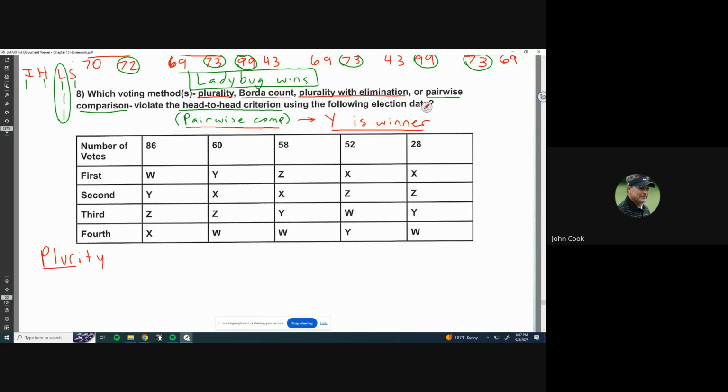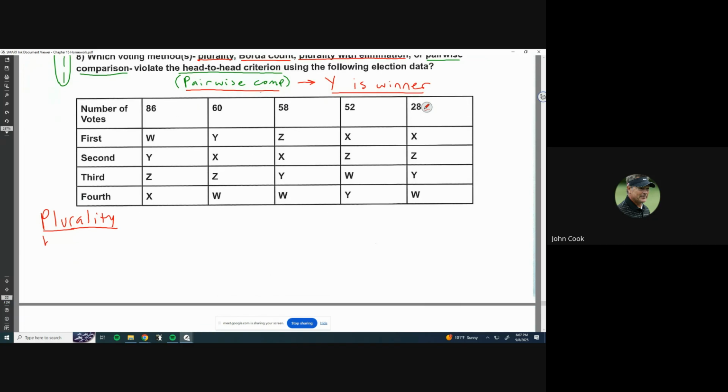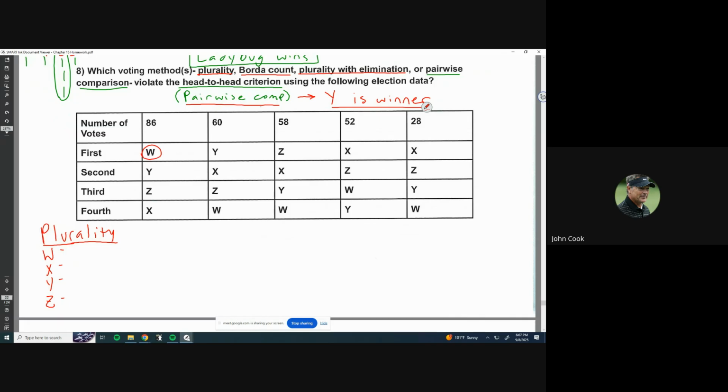So it's just who has the plurality. There we go. So it's just going to be who has the most first place votes. So it's going to be between W, X, Y, and Z for head-to-head. All right, so for W, it looks like W has 86 total. And then X is next.